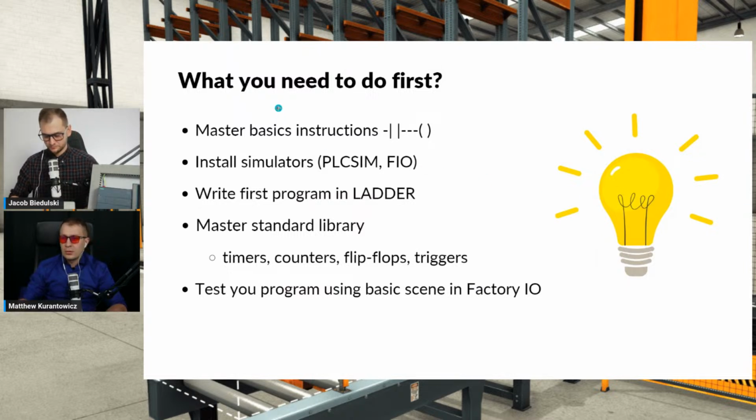What do you need to do first? Master basic instructions like normally open contact and coils. Then install simulators like PLC Sim and Factory.io. After that, write your first program in the graphical language ladder and master the standard library. You will use timers, counters, flip-flops, and triggers to structure your project. Once you do that, test your program using a basic scene in Factory.io.